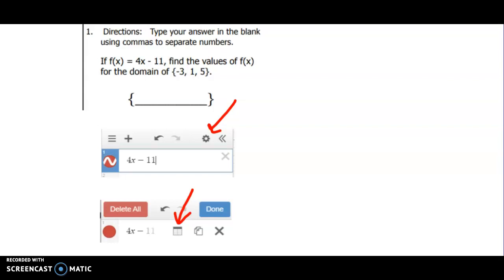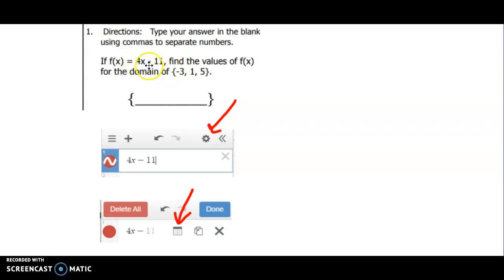All right, number 1, it says type your answer in the blank using commas to separate the numbers. It says if f of x equals 4x minus 11, find the values of x for the domain of -3, 1, and 5. So essentially what this is saying, this is the same thing as y equals.